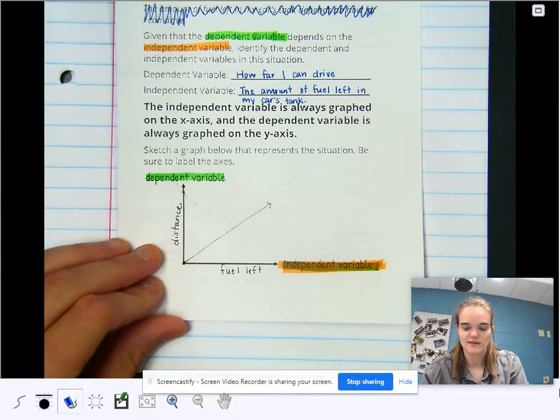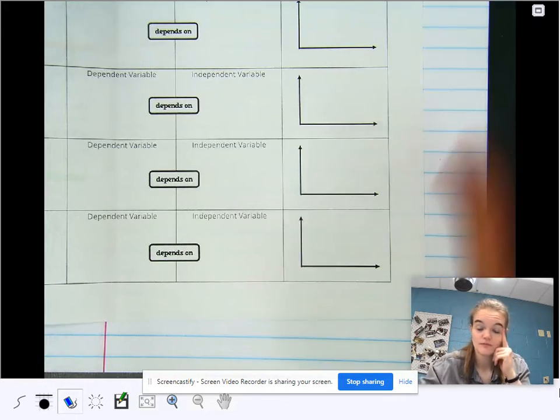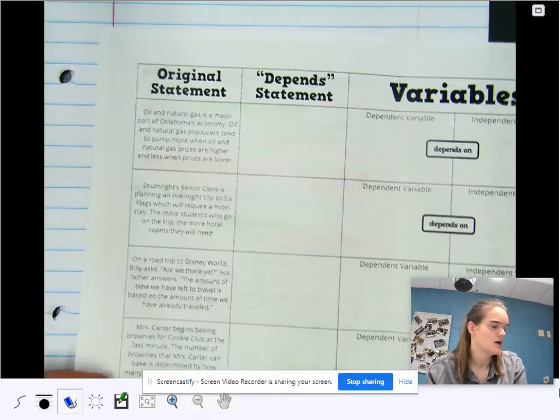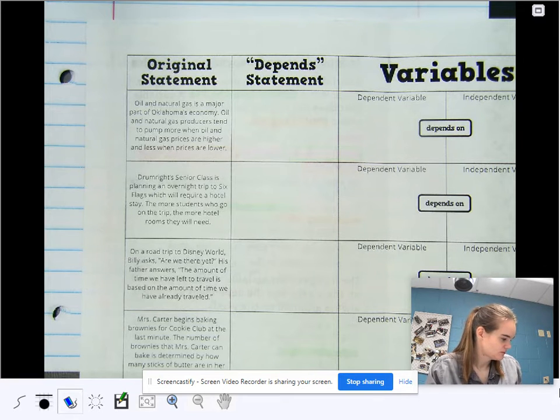All right, open this up. We're going to identify some more and graph some more. Okay. We have all these statements, and we are going to graph them, fill them out, and decide what's going on. Statement 1. Oil and natural gas is a major part of Oklahoma's economy. Oil and natural gas producers tend to pump more when oil and natural gas prices are higher, and less when prices are lower. We need to think about what depends on what.